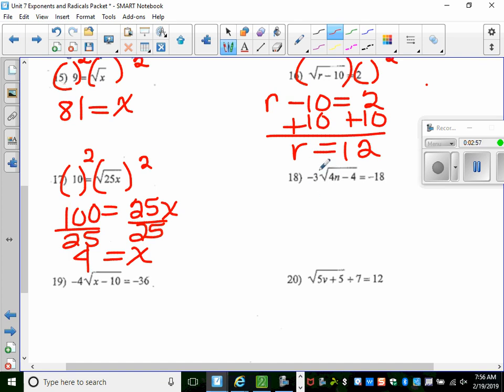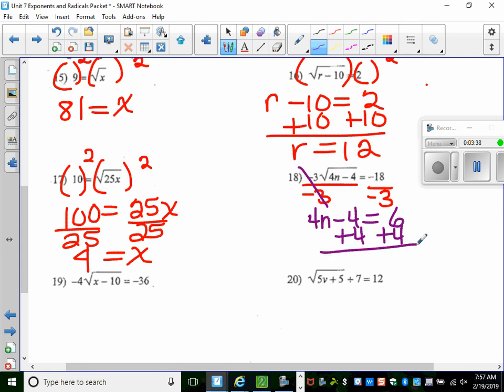Notice here, I have this -3 on the outside. So I have to get this part by itself. That's what it means to isolate. This -3 is being multiplied by this radical. So what's the opposite of multiplication? Division. So you just simply divide both sides by -3. That's how you eliminate that. So that's gone. I just now drop my radical sign, and then I say -18 divided by -3 is +6. And then you just solve your equation from there. And they may not all turn out to be nice integers.